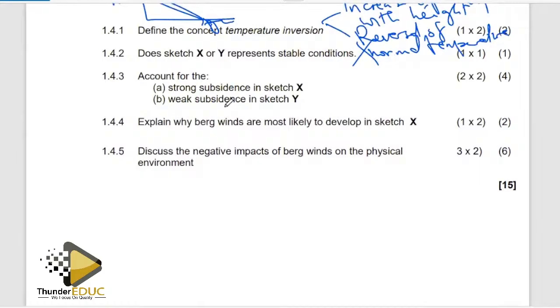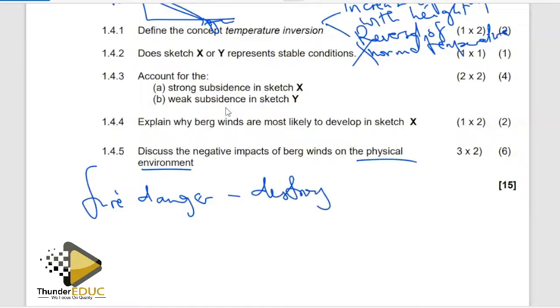Discuss the negative impacts of Berg winds on the physical environment. The question is asking about the physical environment. There, on the physical environment, you can talk of fire dangers. The Berg winds can cause fire, which will damage the environment. It increases the chances of fires, of wildfires. And those wildfires are going to damage the environment.